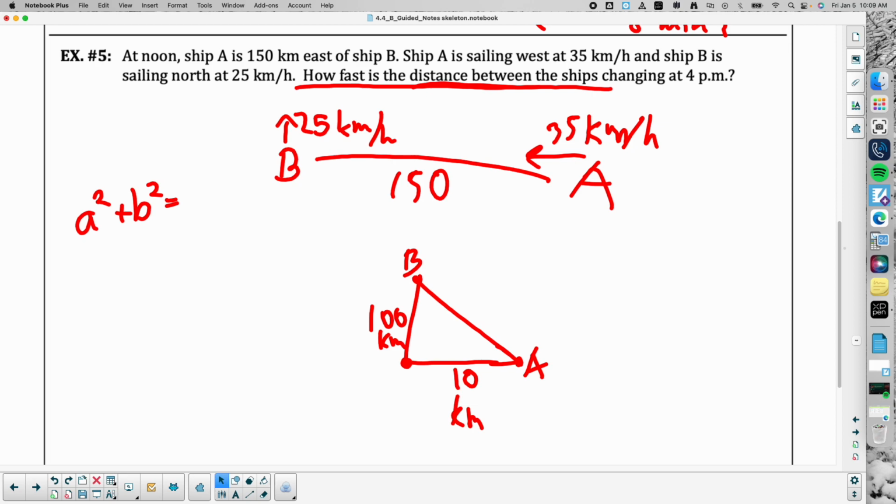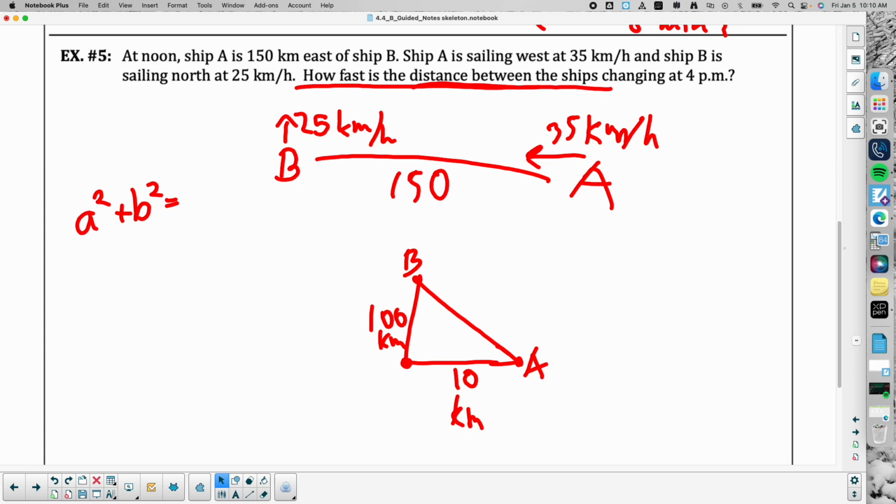Okay, so ship A is traveling 35 kilometers an hour, and it's 150 kilometers away from ship B. 35 kilometers an hour for 4 hours is 140 kilometers, right? So that means it is 10 kilometers closer, 10 kilometers away from the original position of ship B. So ship B again has moved 100 kilometers north. Ship A is 10 kilometers away from ship B's original position.